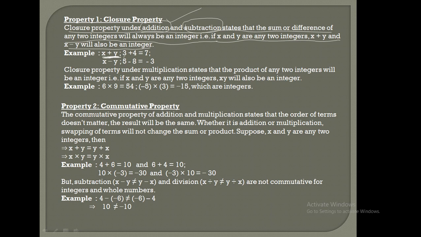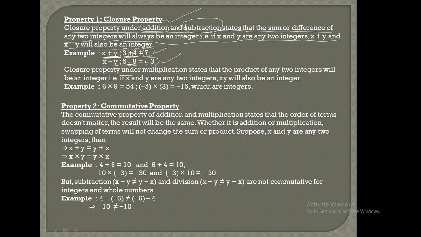For example, 3 plus 4. 3 is an integer, 4 is also an integer. When we add these two integers, we get an integer, that is 7. Now, when we subtract any two integers, x minus y, here 5 minus 8. 5 is an integer, 8 is also an integer. When we subtract these two integers, we get minus 3. This is also an integer.